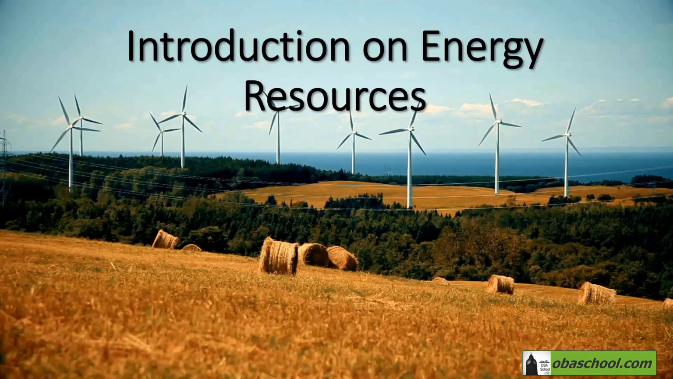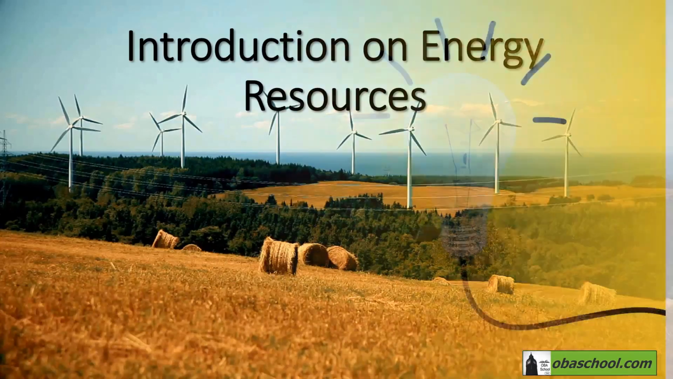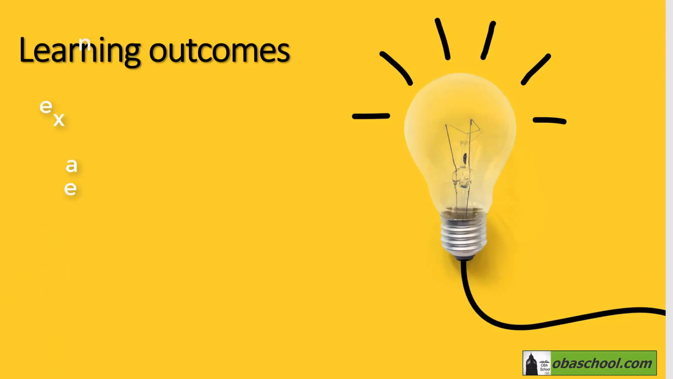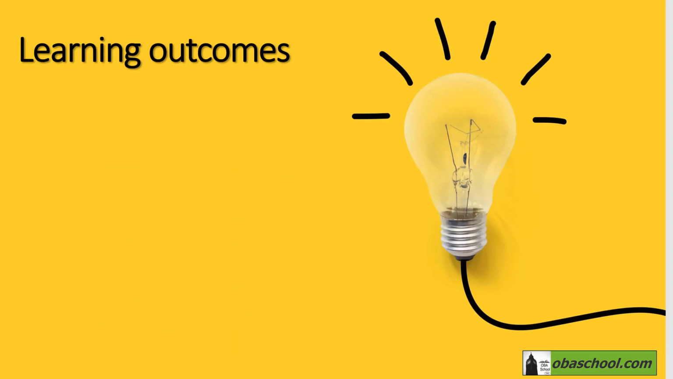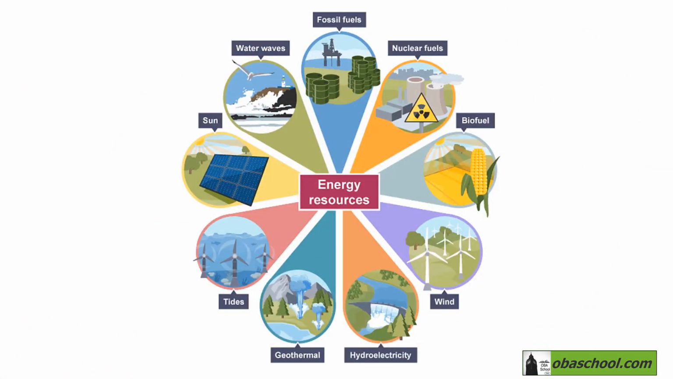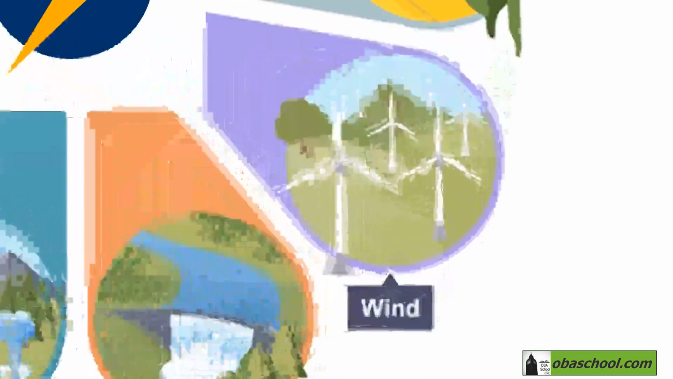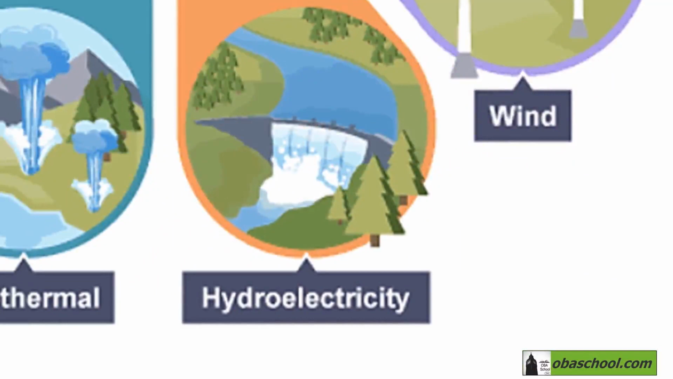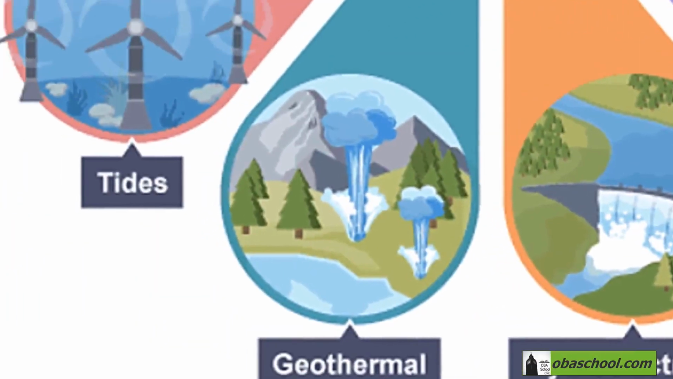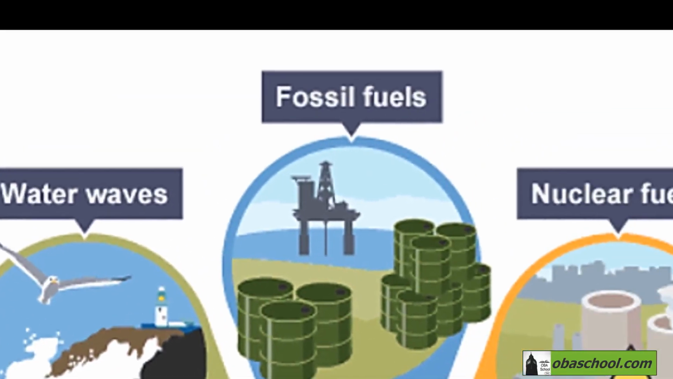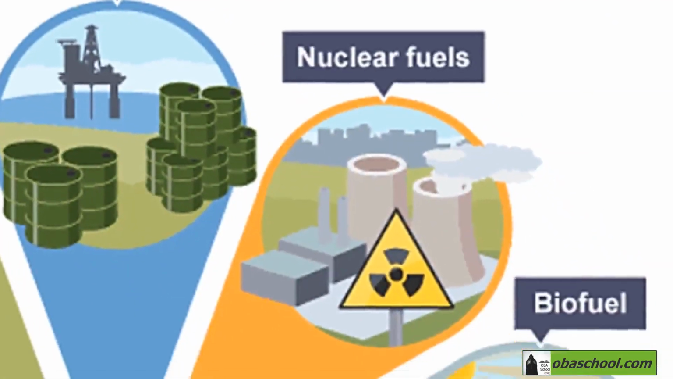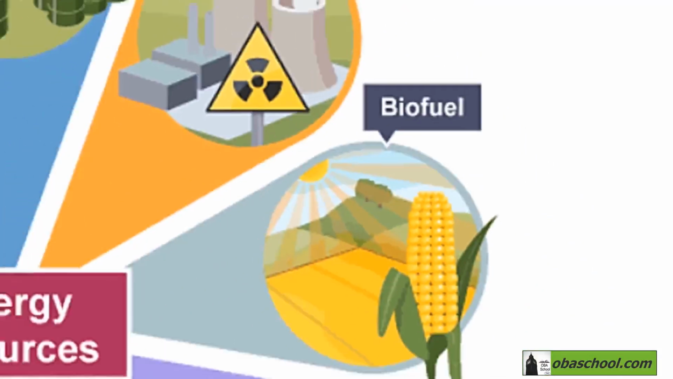Introduction on Energy Resources. In this tutorial, we will learn some examples on different energy resources we use today. Many different energy resources can be used to generate electricity. For example, wind, hydroelectricity, geothermal, tidal, solar, water waves, fossil fuels, nuclear fuels, and biofuel energies.